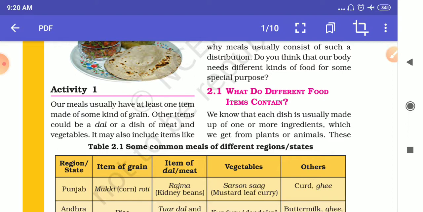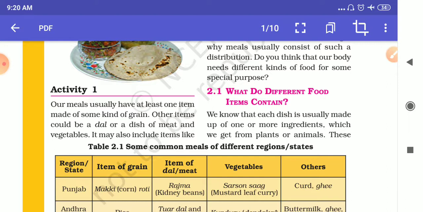There are five main nutrients: carbohydrates, fats, proteins, vitamins, and minerals. Apart from these nutrients, our food contains fiber and water also. A food contains more than one nutrient.